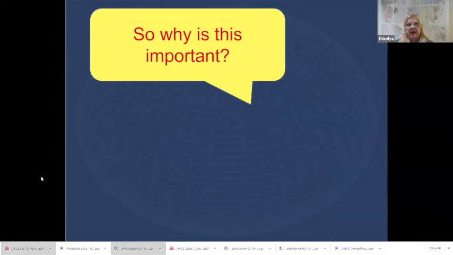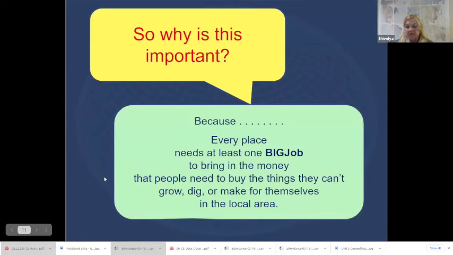And again, sometimes it's hard to think about because it's somewhat abstract for the students. That's why we want to rely on several different examples for them and then get to the point of why it's so important. It has a huge impact on their local community. And so every place needs at least one big job.